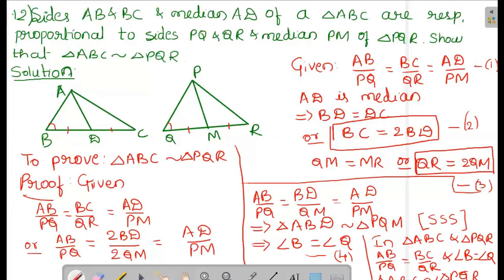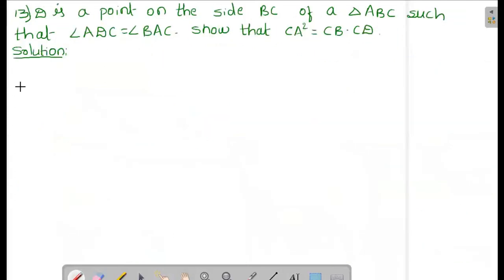Let us solve the next example. Example 13. D is a point on the side BC of a triangle ABC. Okay, one triangle ABC is there. D is a point on BC, such that angle ADC is equal to angle BAC.